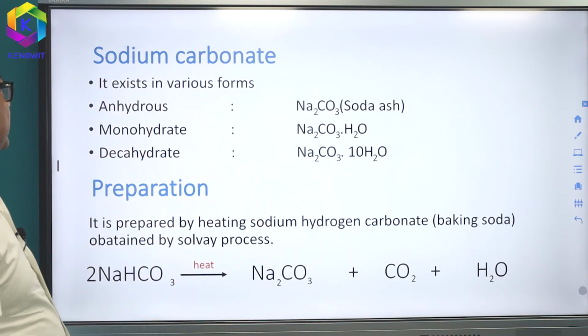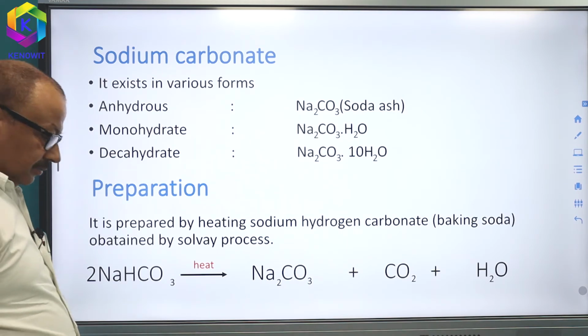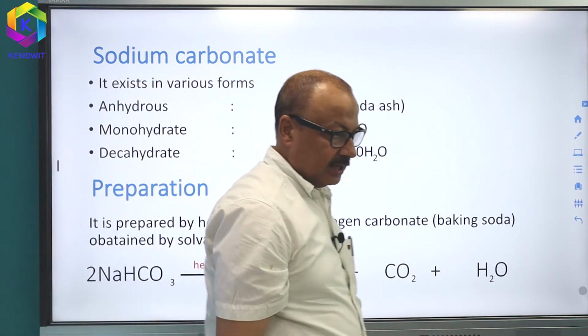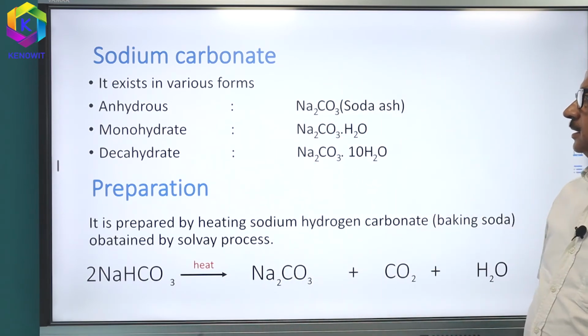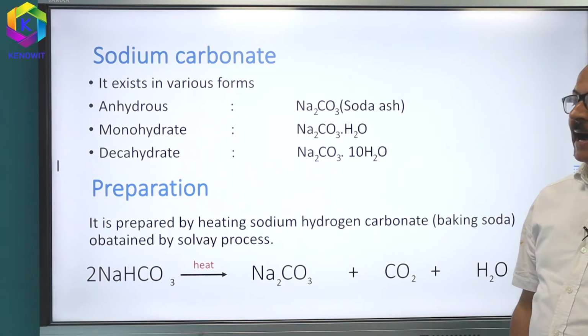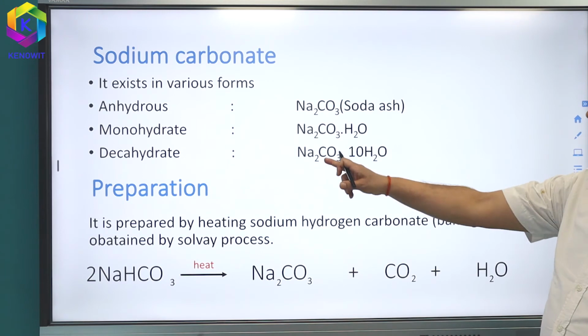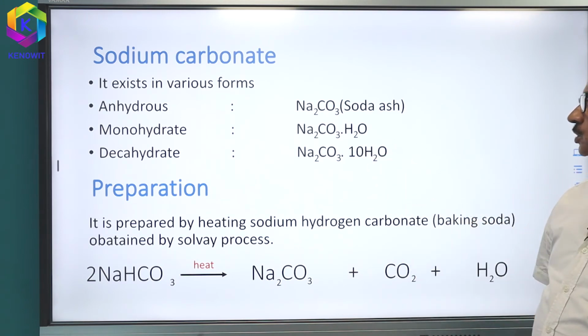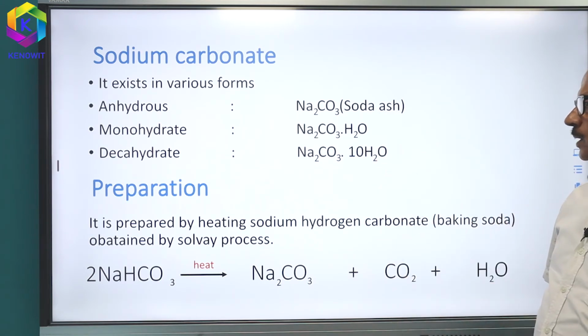Then sodium carbonate, it exists in various forms. First of all, anhydrous sodium carbonate. Anhydrous means without water. Na2CO3 anhydrous is also known as soda ash. Then monohydrate sodium carbonate means they contain one molecule of water, and decahydrate is Na2CO3.10H2O. Basically, this is washing soda. Sodium carbonate is washing soda.